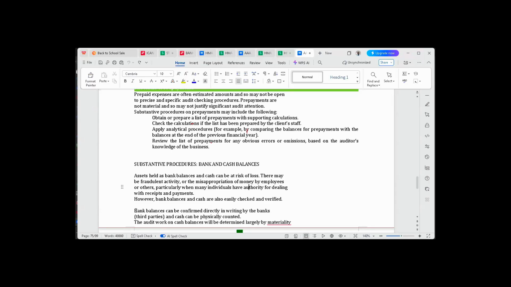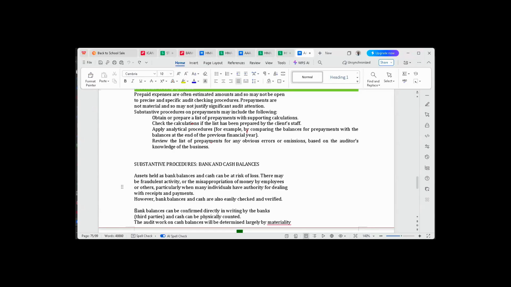How do you confirm the existence transaction? You need to look out for what? For the bank, you need to request for what? The certified bank statement. There are bank statements, there are certified bank statements. So the auditor will need to write the client's bank to furnish a certified bank statement that is stamped, because we all know that a bank statement can be forged, can be tampered with.